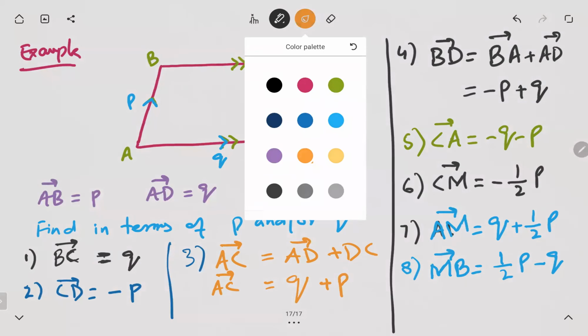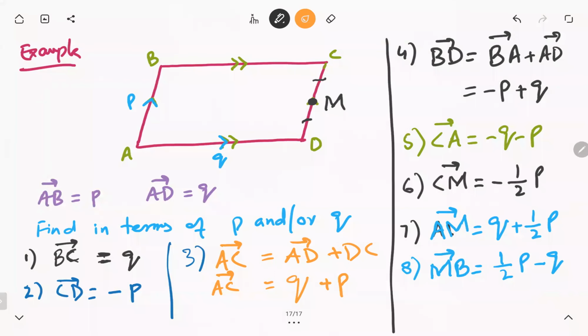There is another point on the line BC now. Say that point is N. And further I am telling you that BN to NC is in the ratio 1:2. It's not the midpoint. BN and NC have a ratio 1:2.